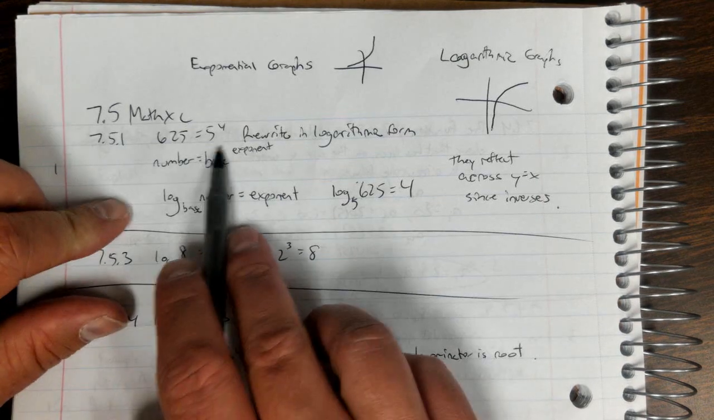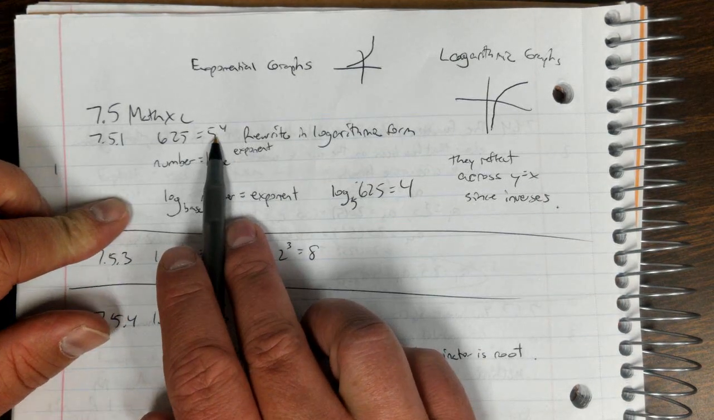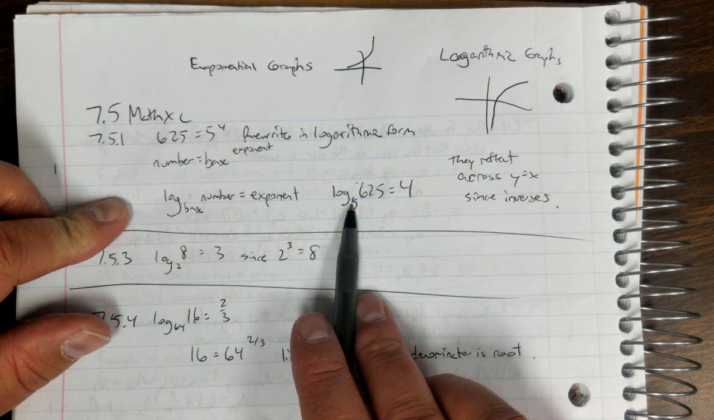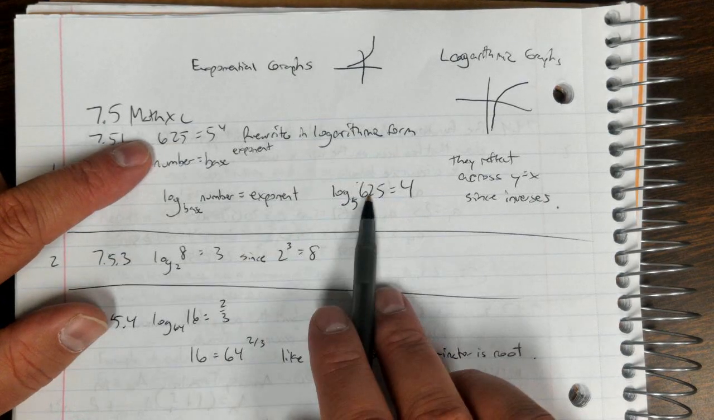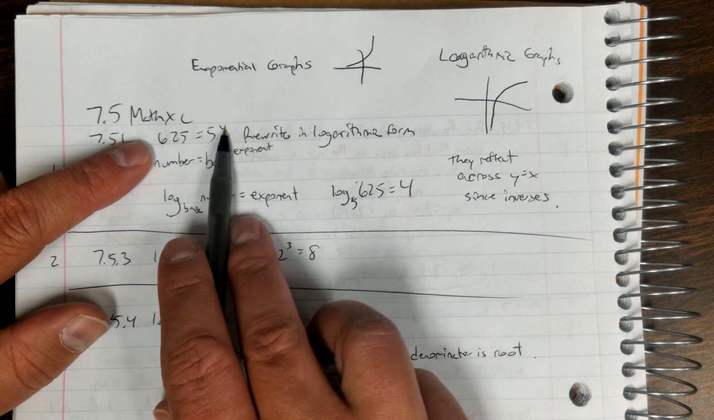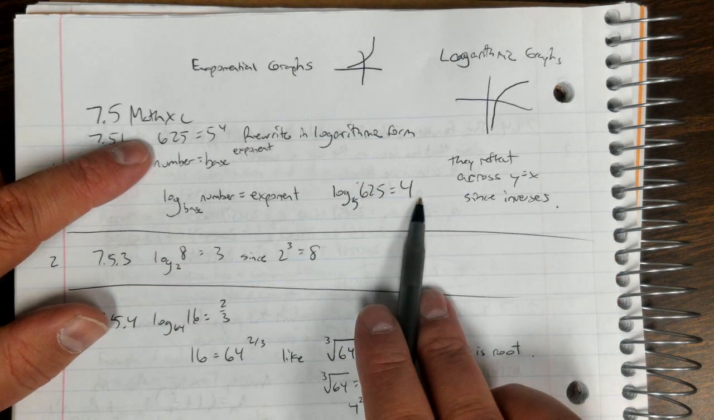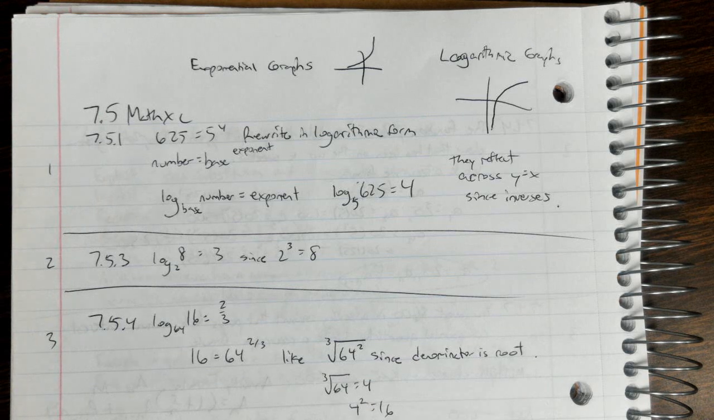So in our case, 5 is your base for the exponent, so you put 5 for your base for your log. 625 was by itself, and now it's with this, and then 4 was the exponent, so now it's by itself. So that's how those work.